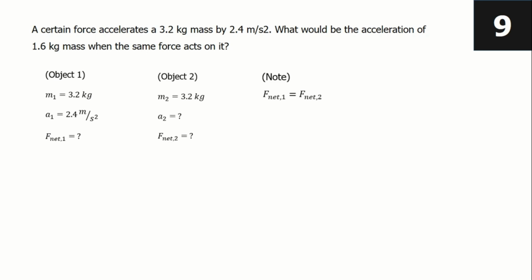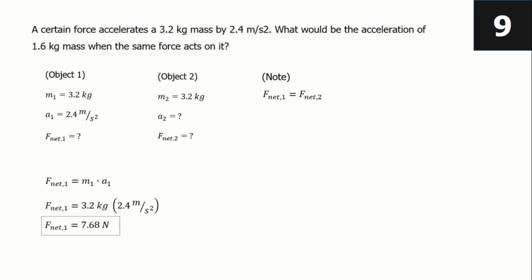So it would be good to first note the given and separate the given for object 1 and object 2. Also take note that the force acting on both objects are the same. So we have a note here that the net force on object 1 is equal to the net force on object 2. For object 1, we're given mass and acceleration. So we can easily solve for the net force acting on object 1. Since that is the same force acting on object 2, we can then solve for the acceleration using the formula net force divided by mass for the acceleration of object number 2.